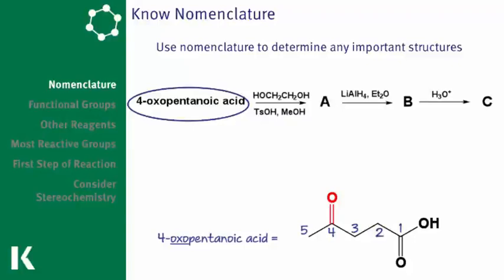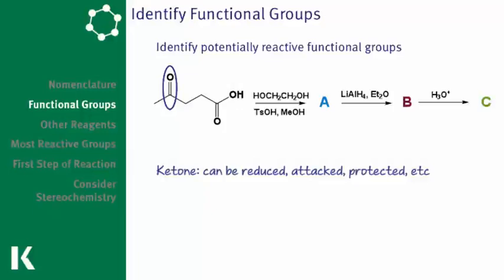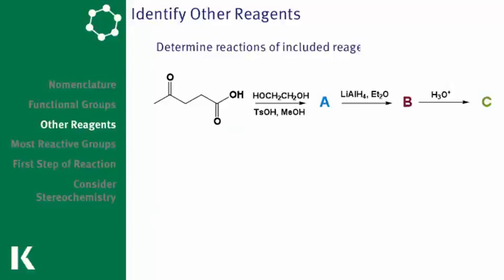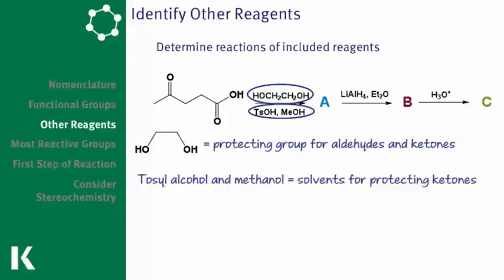Now let's see how it will be affected by the first reagent. Now we can clearly see where the functional groups are in relation to one another and make statements about their relative reactivity. The ketone at carbon 4 is quite reactive, capable of participating in reduction, substitution, and protection reactions. The carboxylic acid functional group's reactivity, on the other hand, depends more on the reaction conditions. So, let's take a look more closely at the reagents and conditions in this given reaction and try to predict what will happen next. The reagent ethylene glycol is most commonly used as a protecting group for ketones and aldehydes. And the solvents tosyl alcohol and methanol seem to support ketone protection as the likely mechanism for this first step.